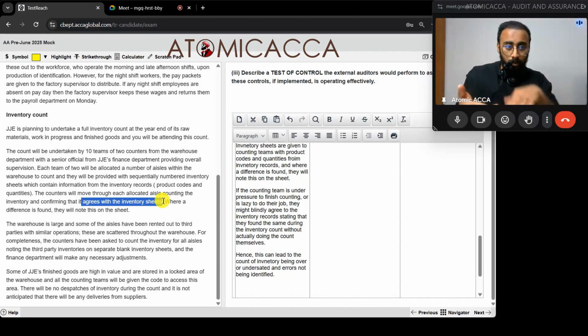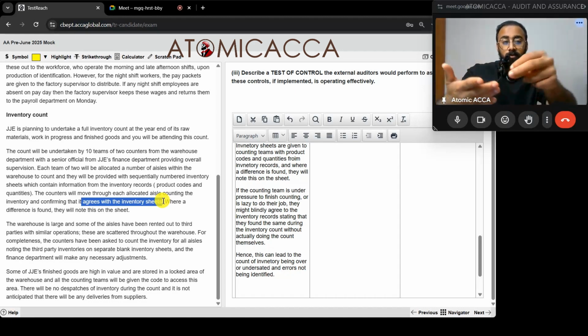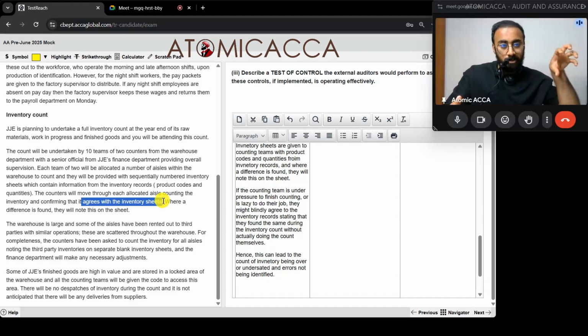Now what happens? They'll count it. They'll write some number. Will they blankly write some random number thinking that okay, this could be 250 items? Will they do that? No, because after this there will be a check done by some supervisor who's going to check how much this is in comparison to the original inventory record.